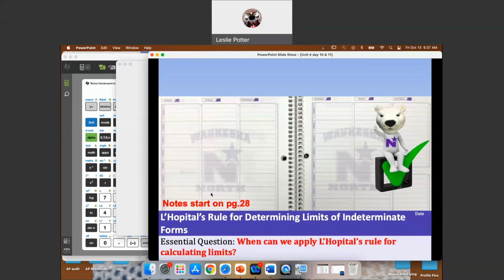Okay, so the essential question is, when are we allowed to apply L'Hôpital's rule for calculating limits? Okay, and the answer is kind of in the title, right? We can apply it when we have an indeterminate form.